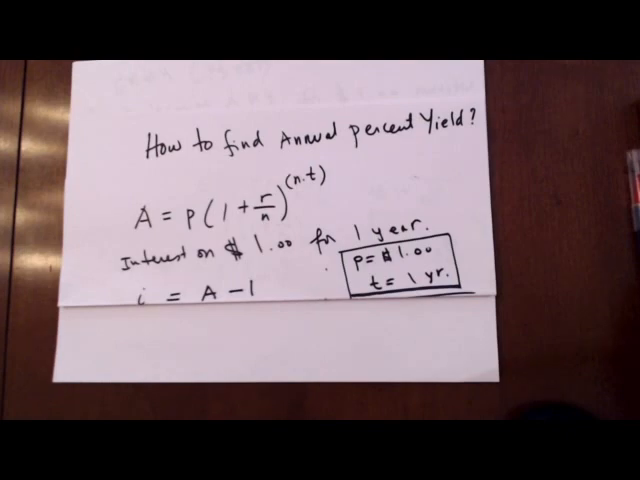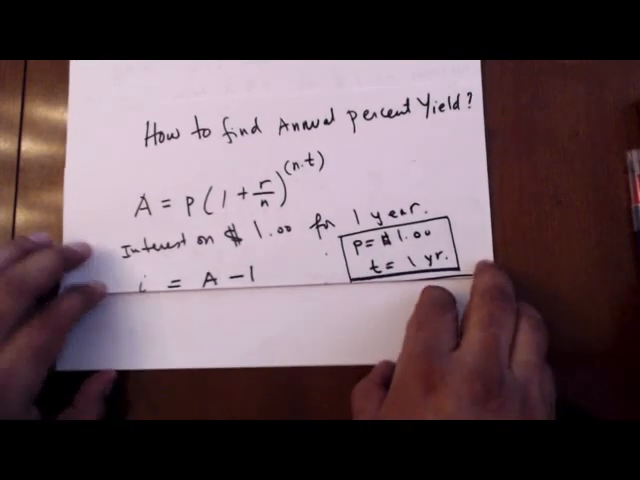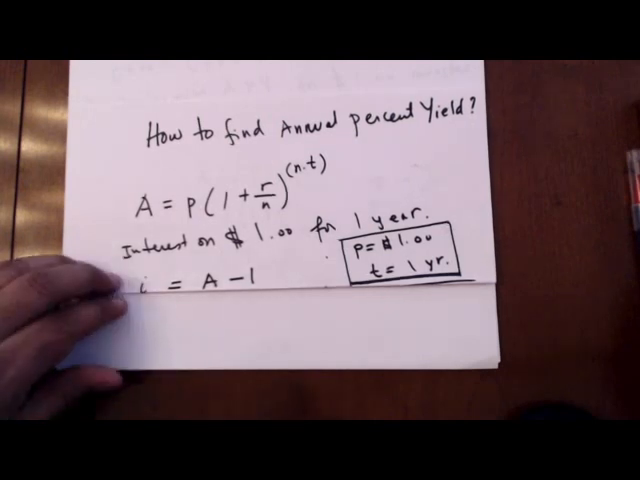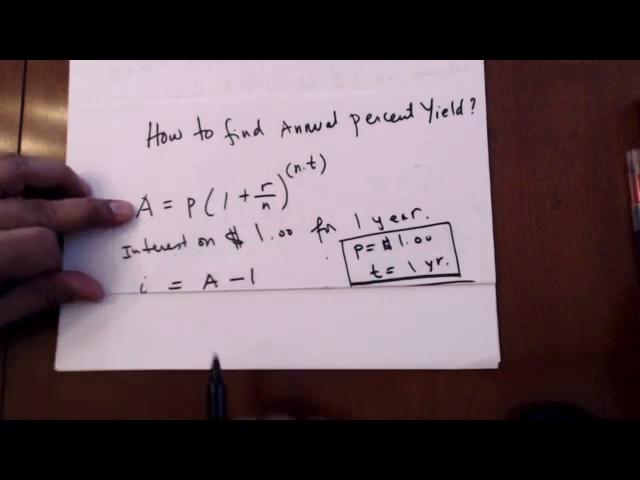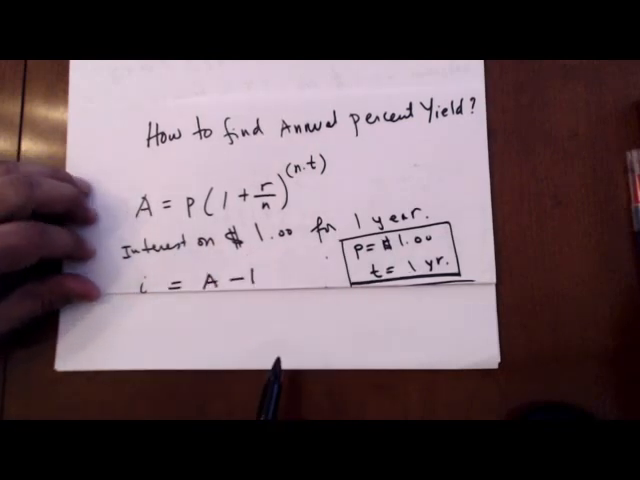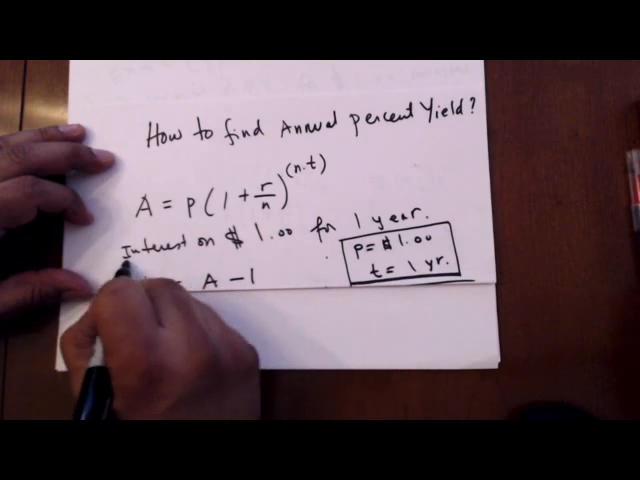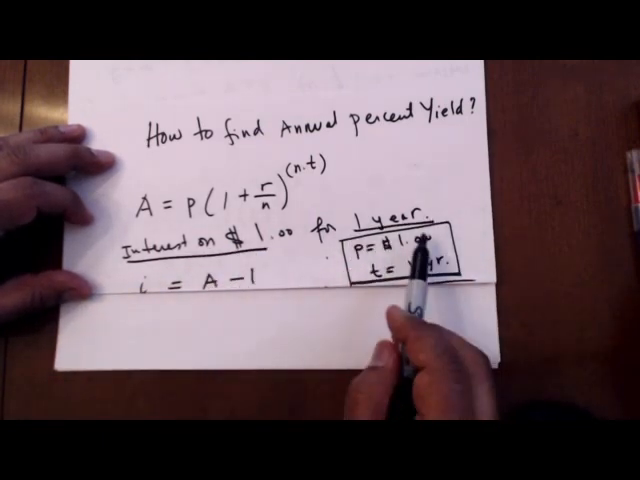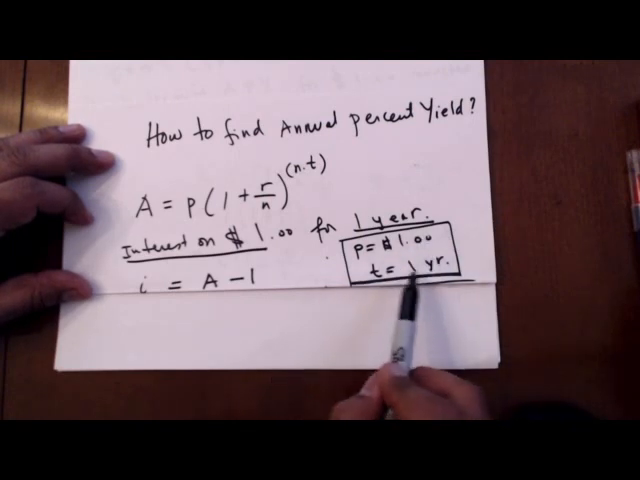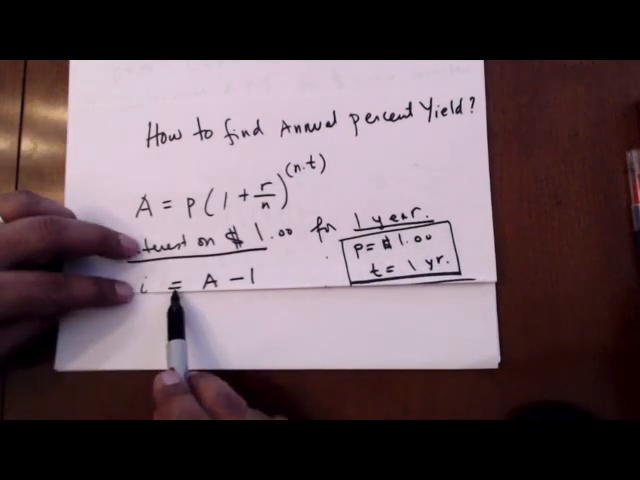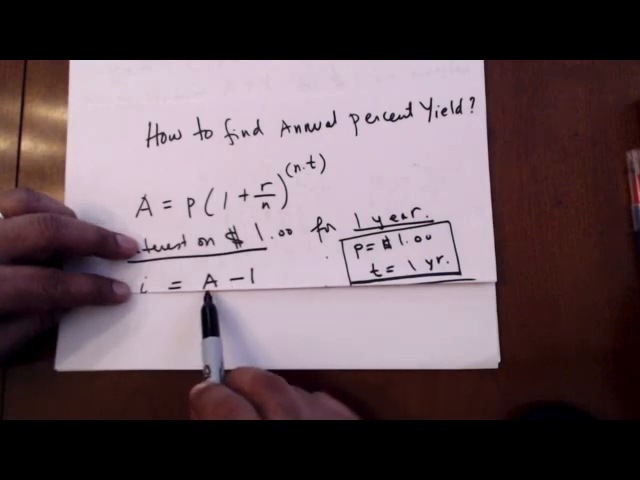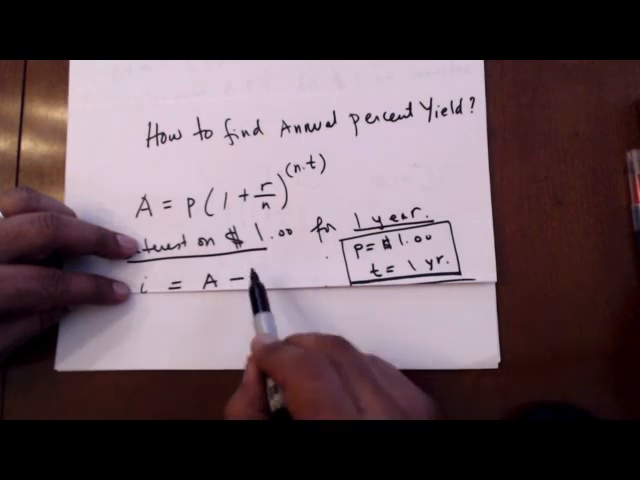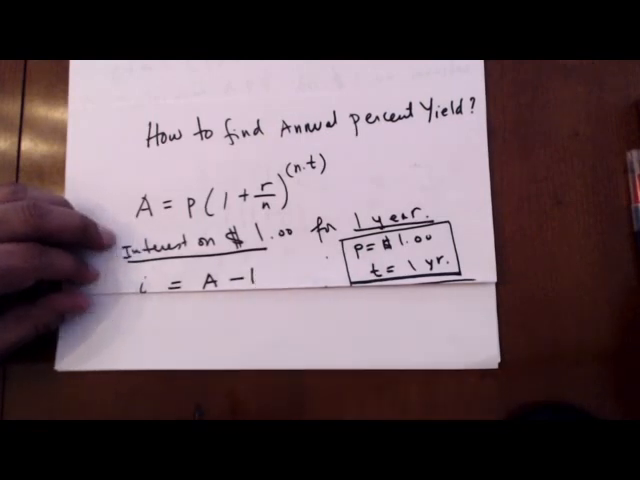Now, how do we calculate the annual percentage yield? The way to do that, basically, we have the same formula for the compound interest. The key here is that the interest is calculated on $1 for 1 year. So the principal is $1 and the time is 1 year. And remember, the interest is always giving us the amount minus $1. That's the $1 that we'll calculate it. So that's basically what you need to do.